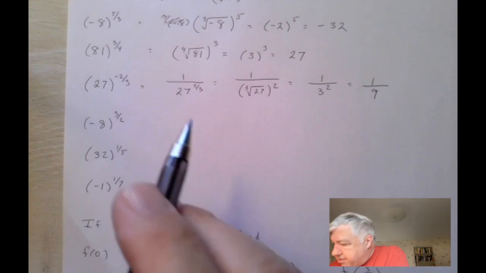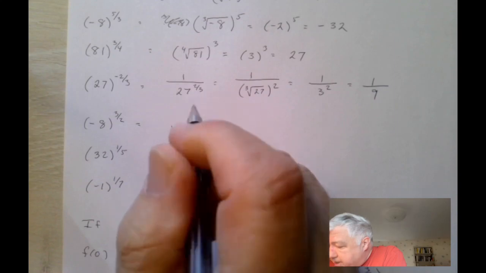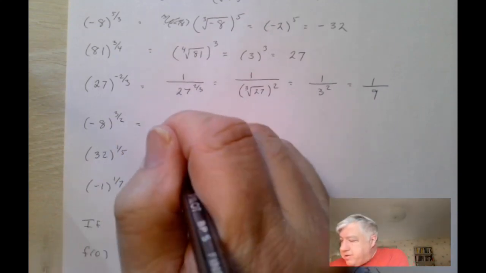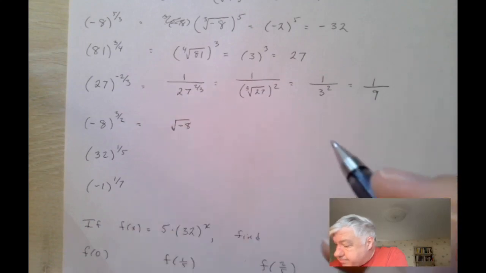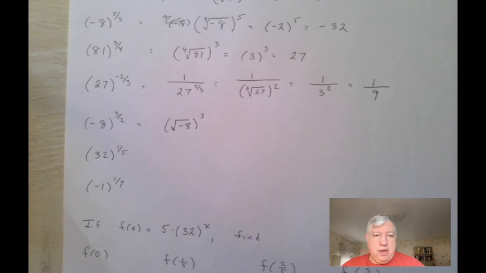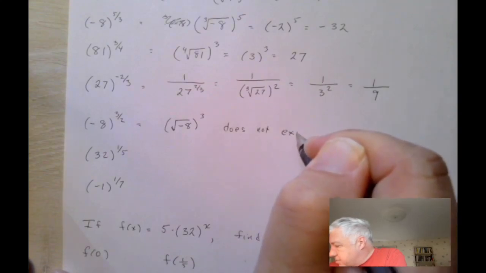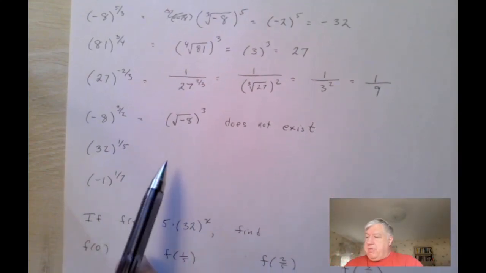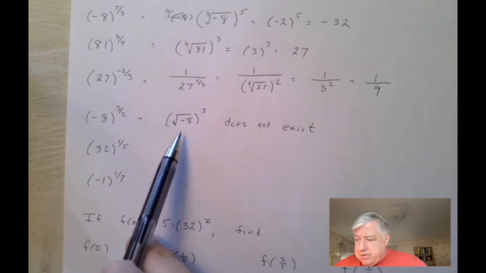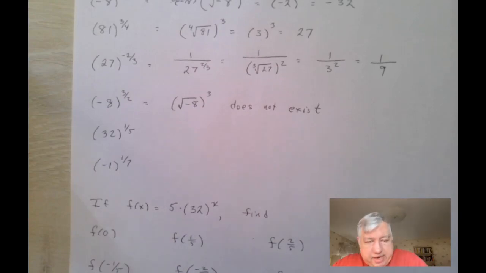Negative 8 to the 3/2. This is going to be the square root of negative 8 to the 3rd. And as soon as we see this, we can stop, right? Because we can't take the square root of a negative number. So this does not exist. Even if we rewrote this the other way and tried to take the square root of negative 8 to the 3rd, negative 8 to the 3rd is still negative, so we can't take the square root of a negative number.